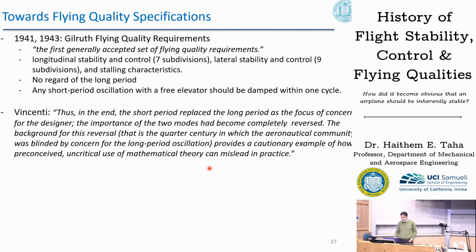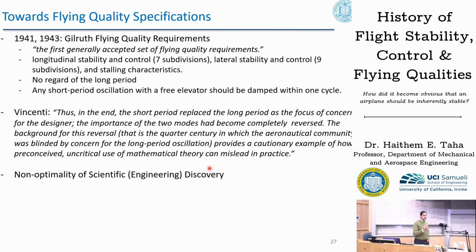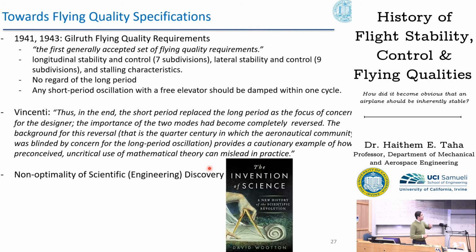I think this is more related to the non-optimality of scientific discovery. In the sense, here the pioneering people like Lanchester, for example, when they observed these oscillations visually, they thought these are important oscillations. They're going to focus on these oscillations. So when the pioneers do something, then people come after them, and they just follow, taking things for granted without questioning the big picture. This is typical in the history of science. I mean, there are tens and tens of examples, and you find books actually written on this. This is one, The Invention of Science by David Wootton.